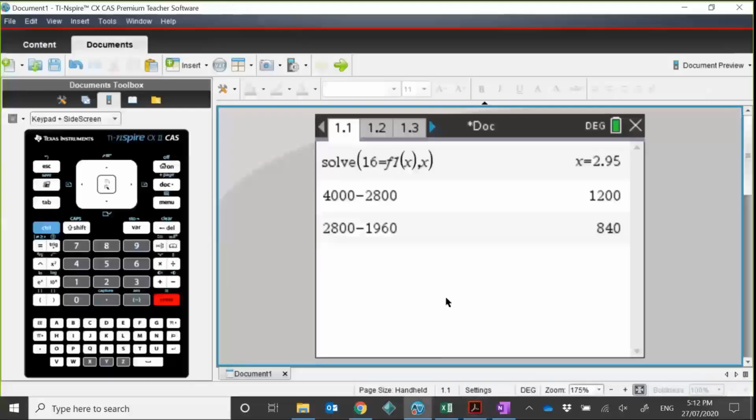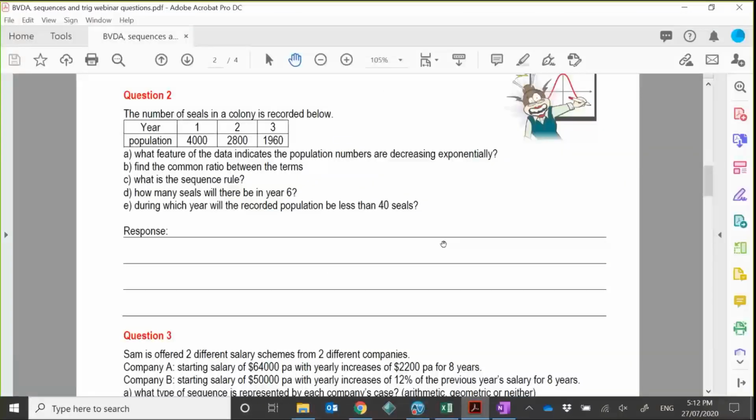The second decrease was only 840. So the first seal population went down by 1,200, but then it only went down by 840. Okay? So what feature of the data indicates that the numbers are decreasing exponentially? The population is reducing by a smaller amount each year. Now, we can also do that graphically as well, and that's what we'll do on the calculator.